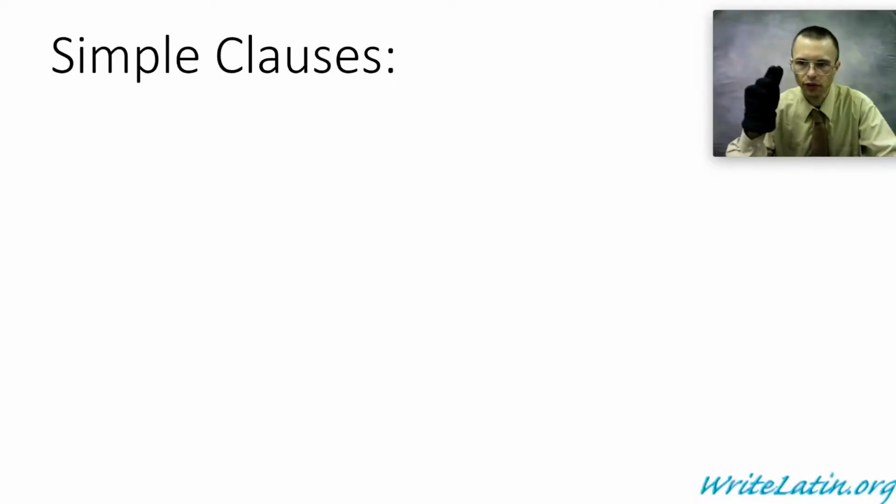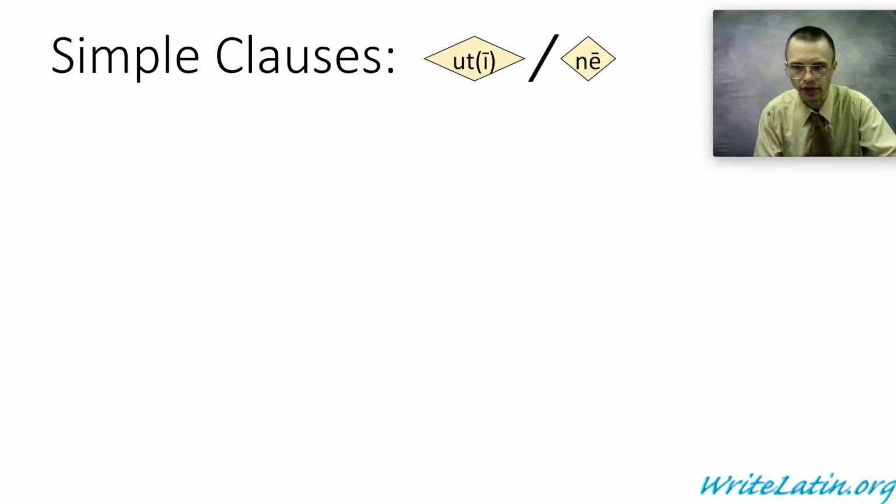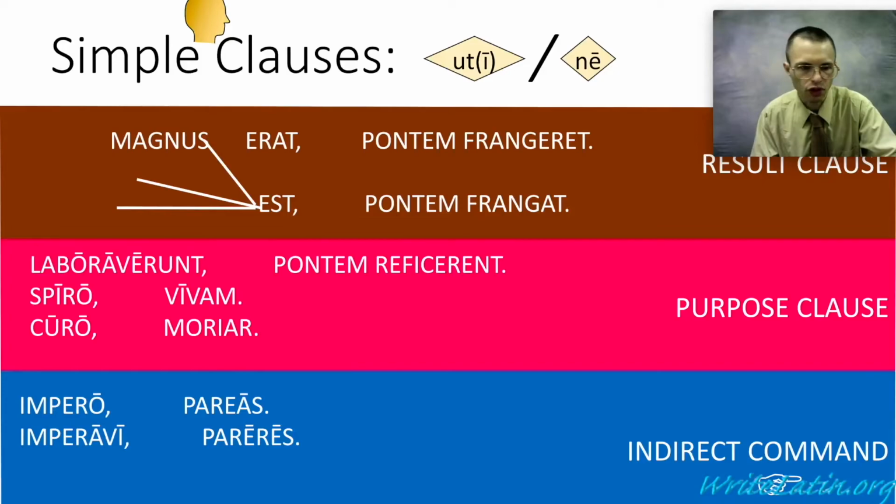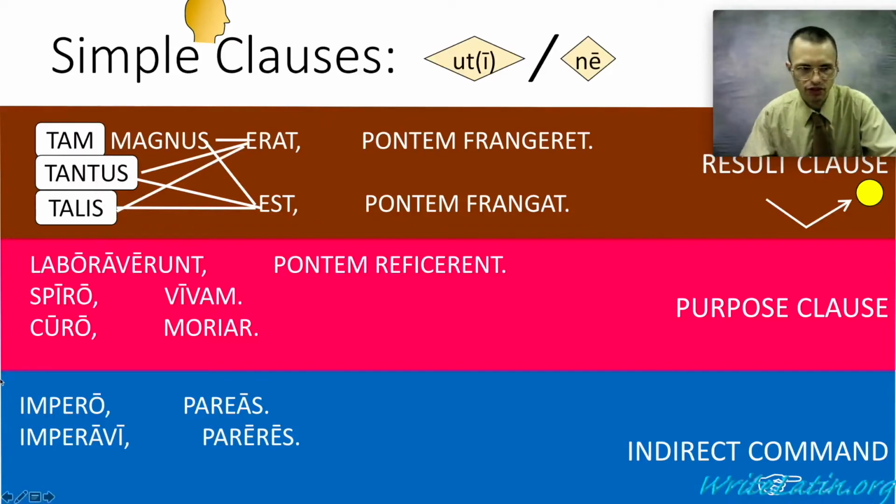So first let's go through the 3 simple subjunctives that were above the line, which are only forward-looking. So they all use ut or ne, so that not, and they all use subjunctives that are forward-looking with a present stem, not a perfect stem. Result clause, symbolized by this ricocheting ball, and the distinguishing factor is a form of tam, usually.